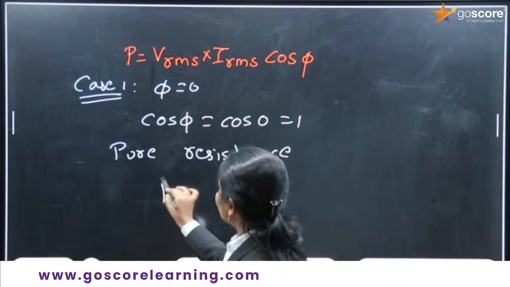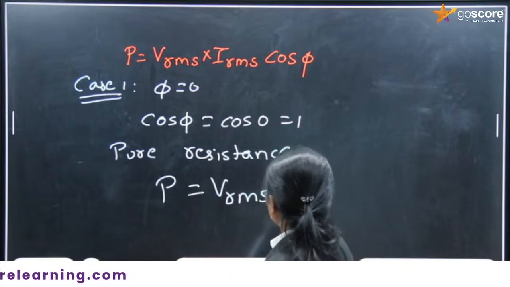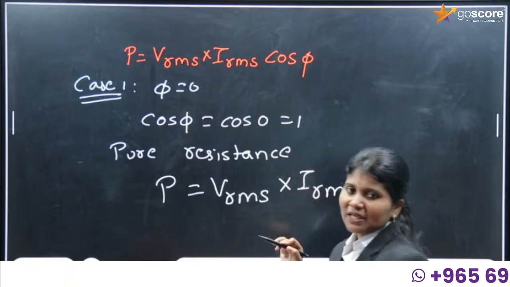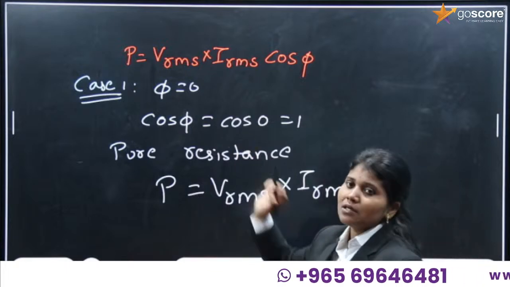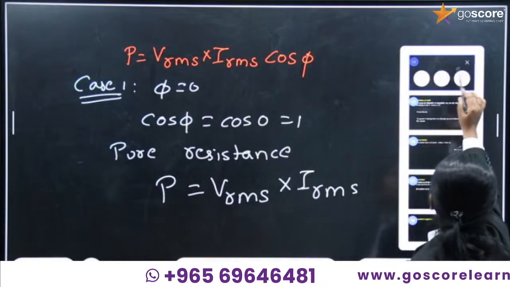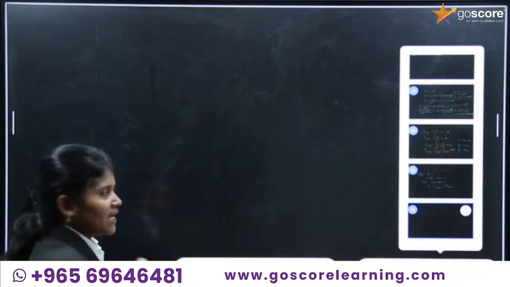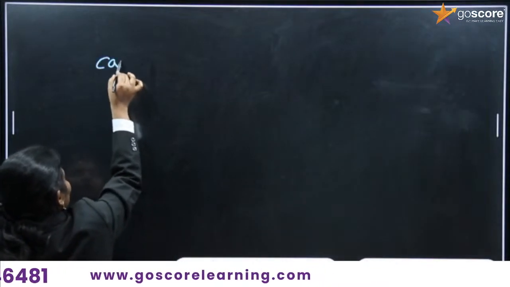Then what is the average power? P is equal to VRMS into IRMS when phi is equal to 0. Next, I am considering an inductive and capacitive circuit. What about average power?